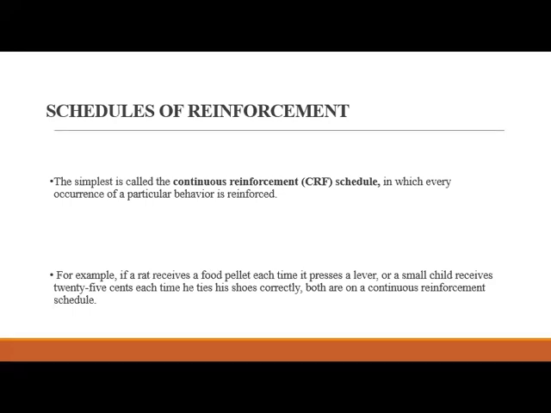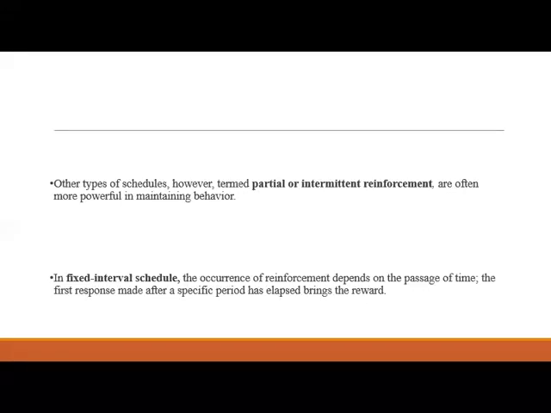Now we talk about the schedules of reinforcement. The simplest is called the continuous reinforcement schedule, in which every occurrence of a particular behavior is reinforced. For example, if a rat receives a food pellet each time it presses a lever, or a small child receives 25 cents each time he ties his shoes correctly, both are on a continuous reinforcement schedule. Other types of schedule, however, termed partial or intermittent reinforcement, are often more powerful in maintaining behavior.